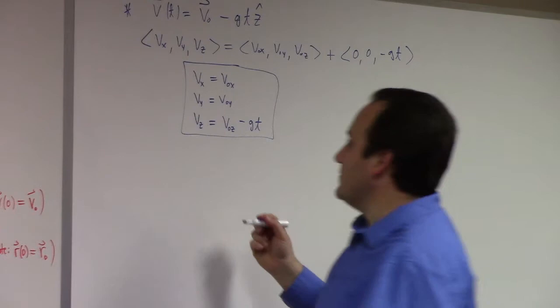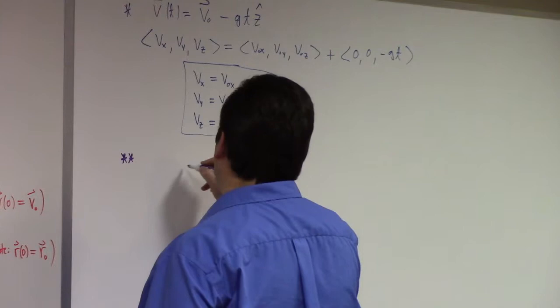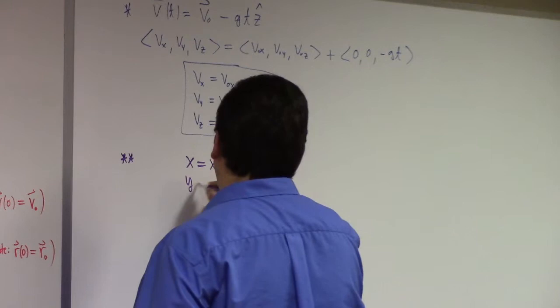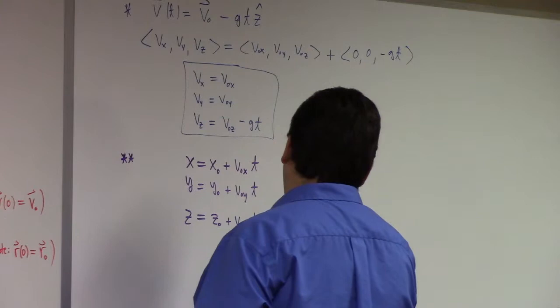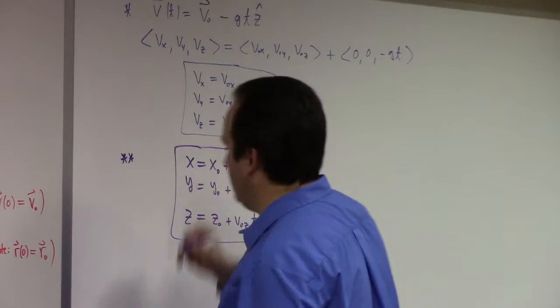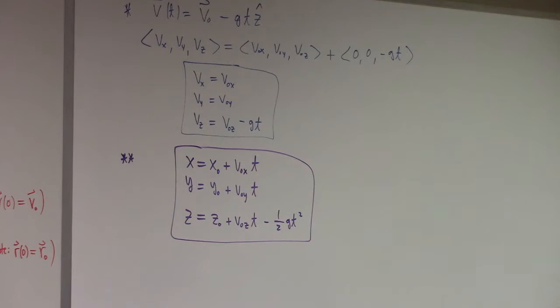Well, I'm just going to jump straight to the point. It would give me x is equal to x naught plus v naught x times t. It gives me y is equal to y naught plus v naught y times t. And then z is the interesting one. It gives me z naught plus v naught z times t minus 1 half g t squared. So there you go. Those are the kinematic equations for, well, three-dimensional motion with constant gravitational acceleration downward.